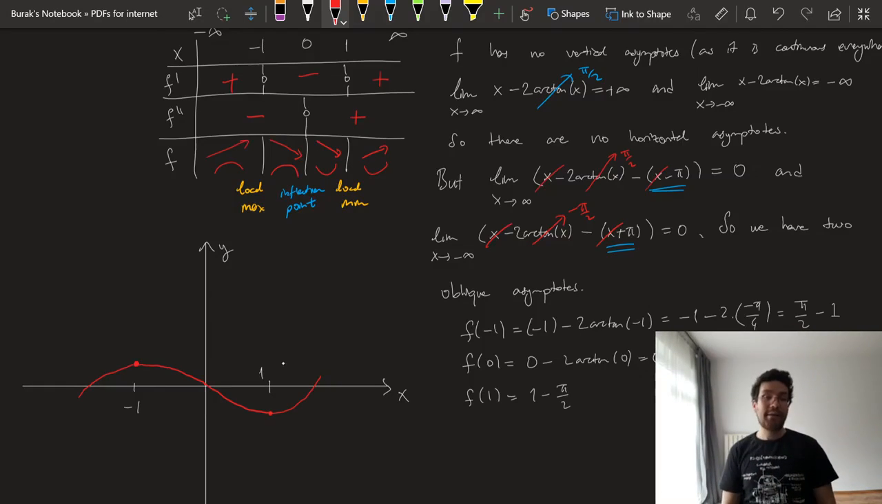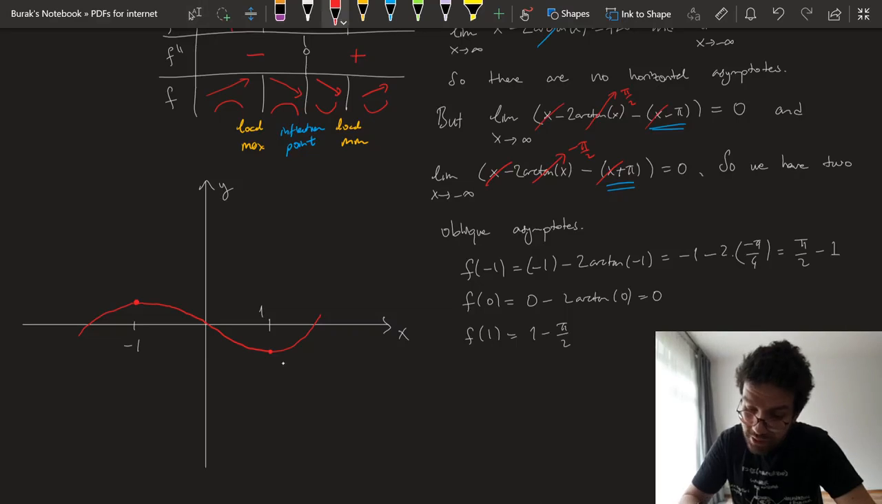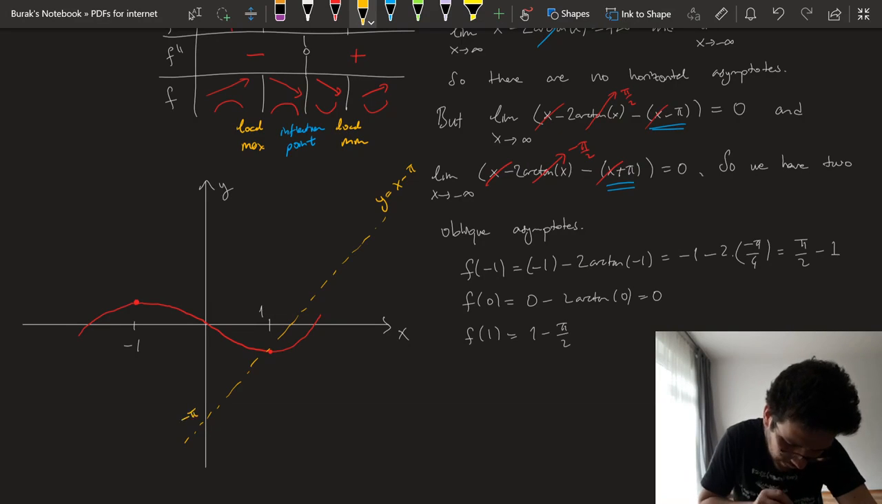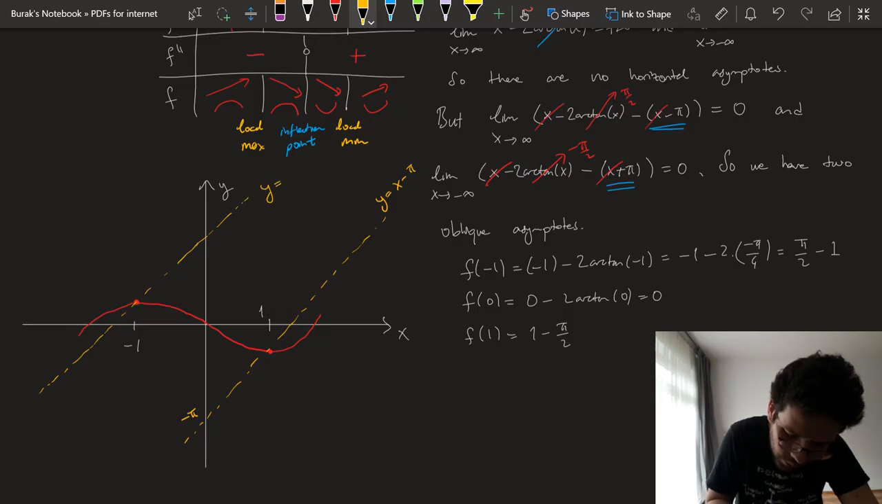Now, we're not done. There are no vertical asymptotes, that's fine. There are no horizontal asymptotes, that's fine as well, but there are two oblique asymptotes. And one of them is y equals x minus pi. Y equals x minus pi looks like this. Okay, so this is going to be minus pi. And I have y equals x plus pi as another asymptote.